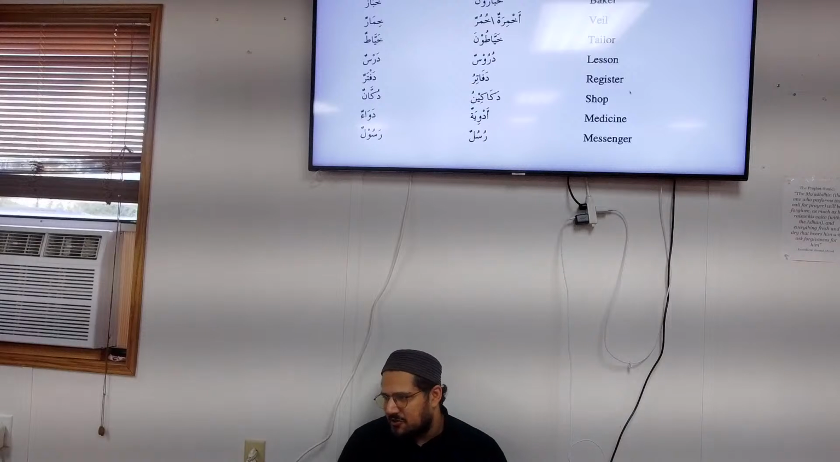Khabbaz, baker. Khimar, its plural is either khumur or akhmiratun, which are veils. Khayat, we went over. Dars, we went over. Daftar. Daftar here is being translated as register. What does that mean? It just means like notebook. A log? Yeah, a notebook. Even a notebook is your daftar.